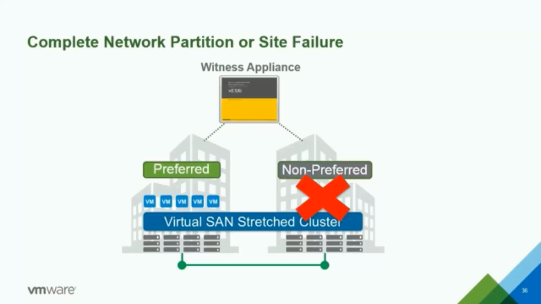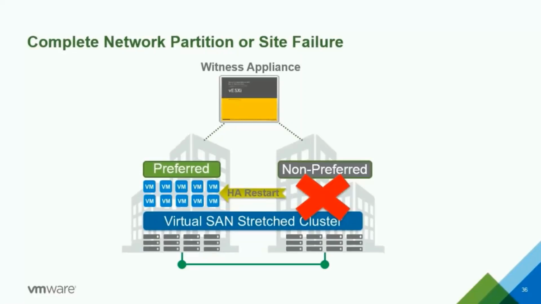If it's isolated as part of an event, HA is actually going to power off those VMs as part of its isolation response. And then HA is just going to restart those VMs at our other site. From a component standpoint, from a failure domain standpoint, the preferred site is still able to communicate with the witness, so we have that majority of components that are still able to communicate.